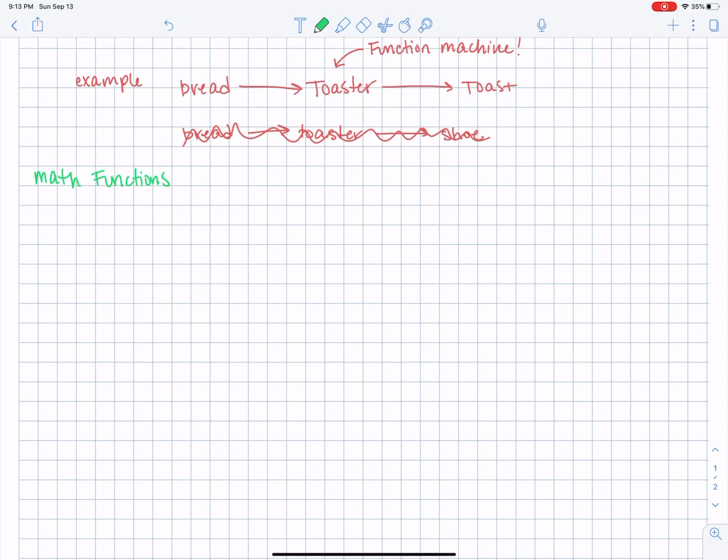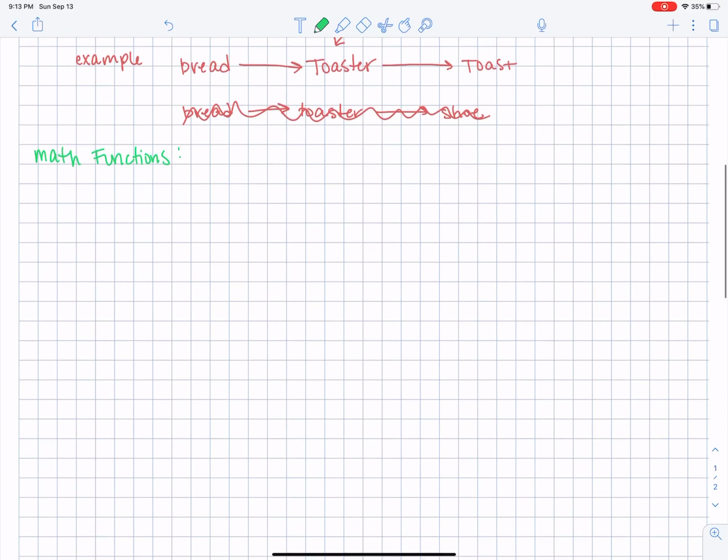You might have seen these before, right? In terms of a math function, we're going to input a number, and our function machine is going to double that number and add 5. So that's what we're going to do with our machine: double it and then add 5. Once we do that to the number, we get our output, or our new number.